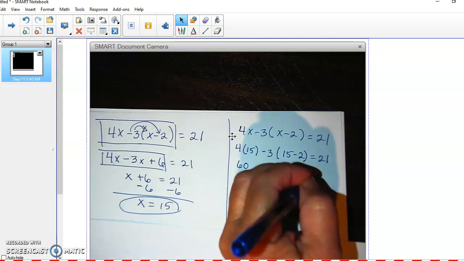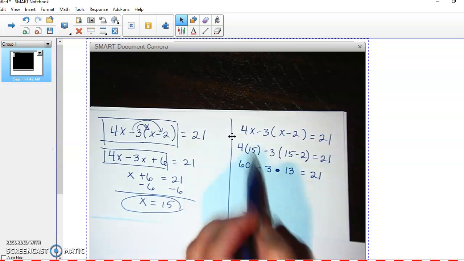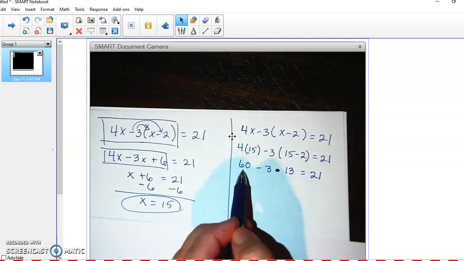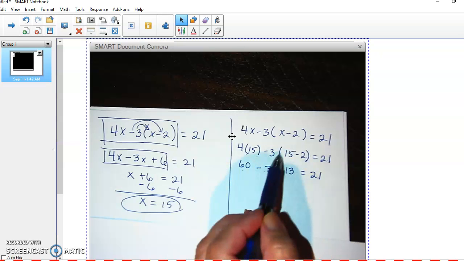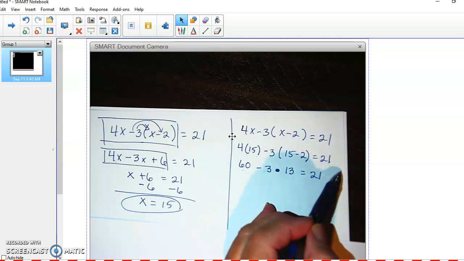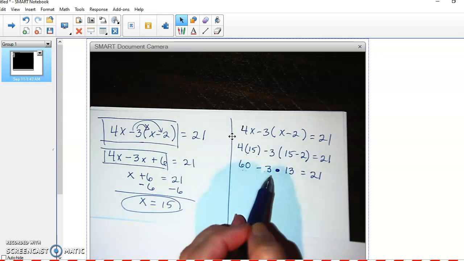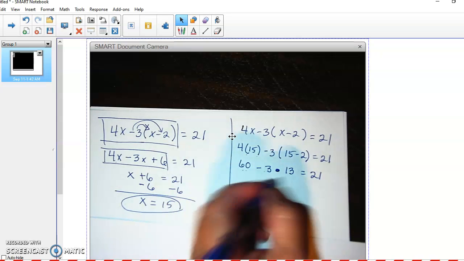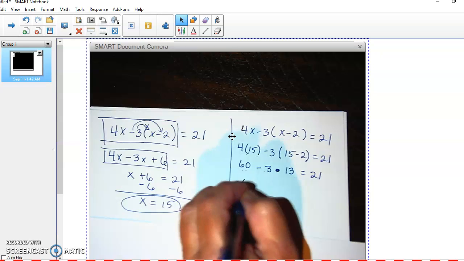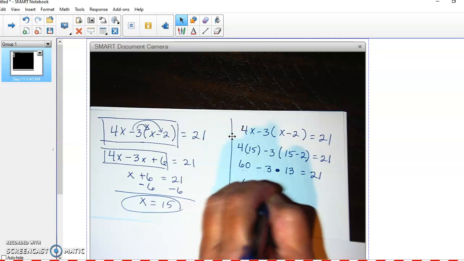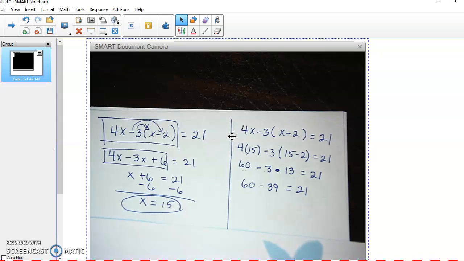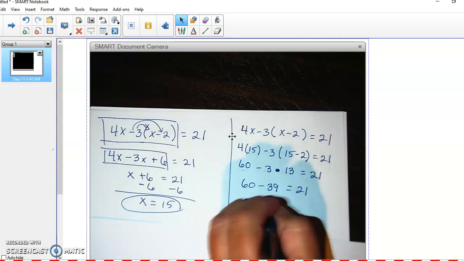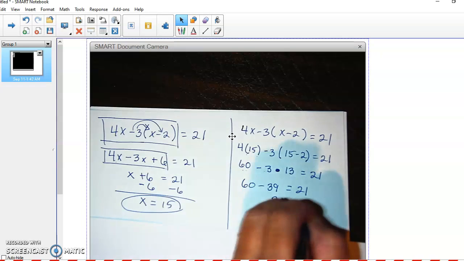Oops, I'm sorry, you can't see it. So let's go over that again. 4 times 15 is 60, minus 3 times whatever's inside the parentheses, equals 21. So it's 60 minus 3 times 13. I'm going to do this first, right? So 60 minus 39, because the order of operations says I'm going to multiply before I add and subtract. And 60 minus 39 is 21, and that balances.